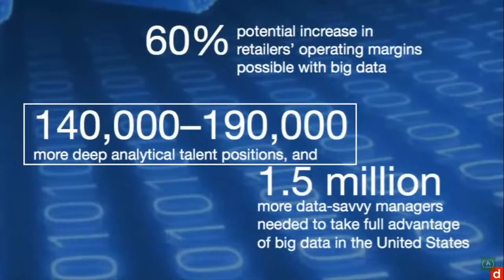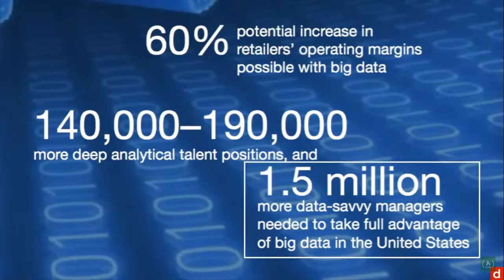The first one is they are projecting a need in the next few years for somewhere between 140 and 190,000 deep analytical talent positions. So this means actual practicing data scientists. That's a huge number, but almost 10 times as high is 1.5 million more data savvy managers will be needed to take full advantage of big data in the United States. Now, that's people who aren't necessarily doing the analysis, but have to understand it, who have to speak data.